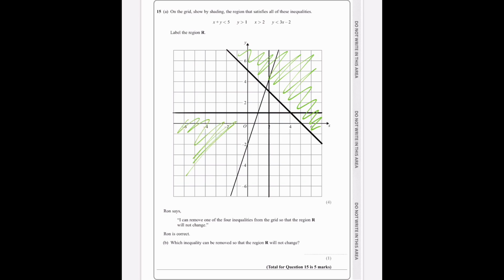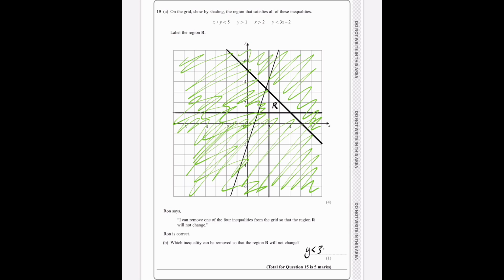That's the line x plus y is less than 5, and then y is greater than 1, so I shade everything where y is less than 1, shade everything where x is less than 2, and we can see we're left with that little region that's unshaded there, which I'm going to label R. The y is less than 3x minus 2 had no impact on the shading at the end, and so could have been ignored with no change.